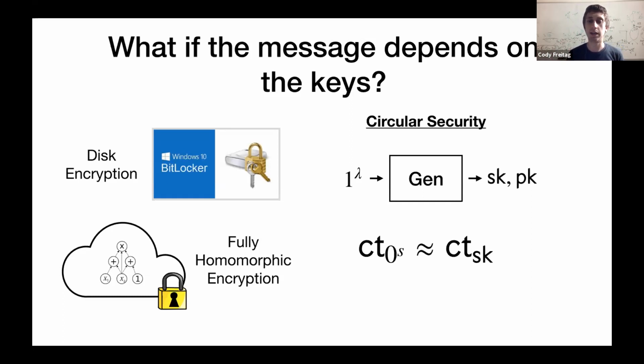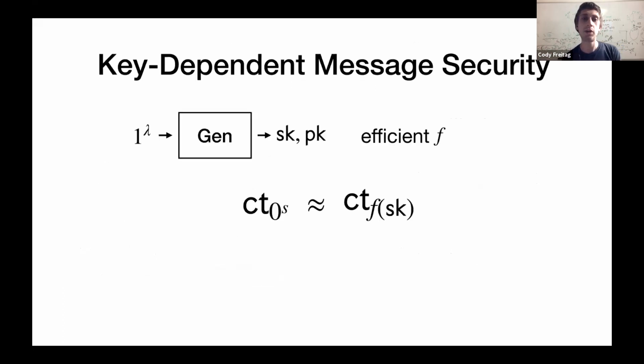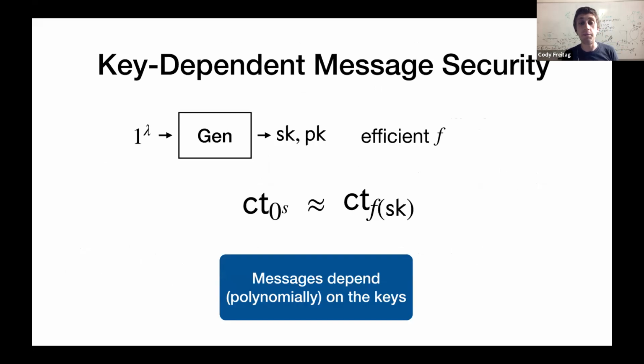So we require semantic security to still hold even when encrypting, say, the secret key, like for a disk encryption type application. And we can generalize this even further to consider what's called key-dependent message security, or KDM security, where again, we're generating a random secret key public key pair and requiring, for any efficient function f, that ciphertexts of zeros are indistinguishable from ciphertext of this function f applied to the secret key. And the key point here is now we've extended semantic security so the messages can depend polynomially on the keys.